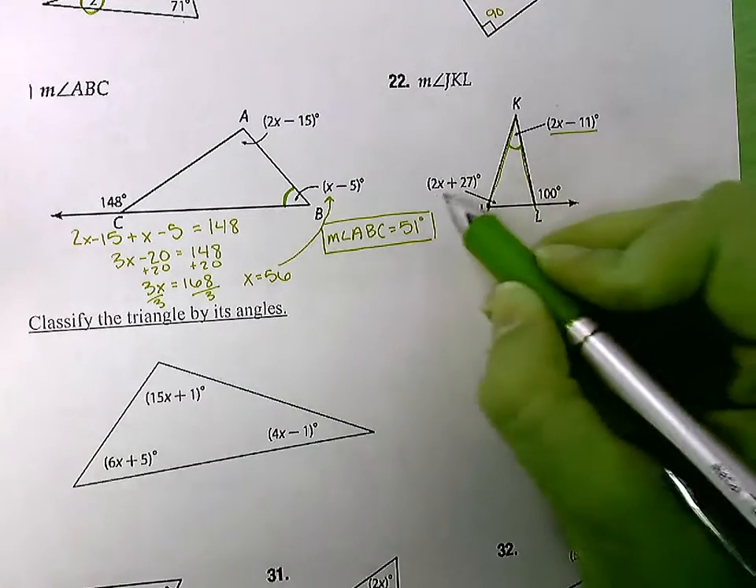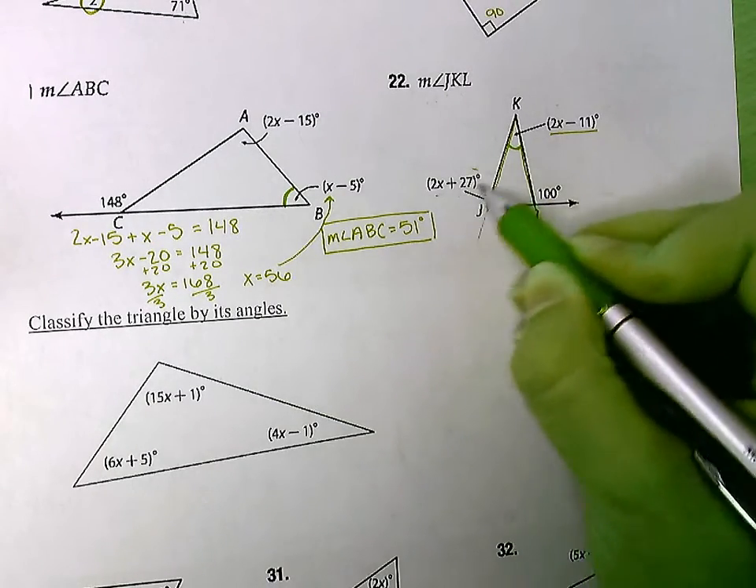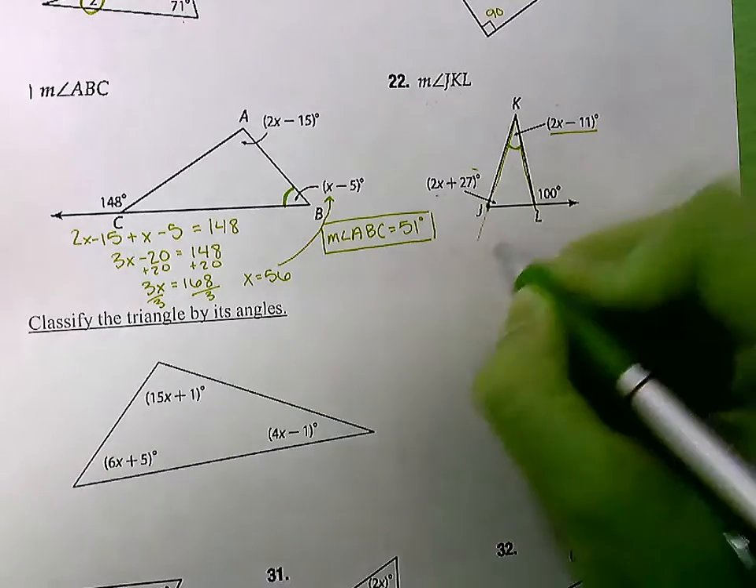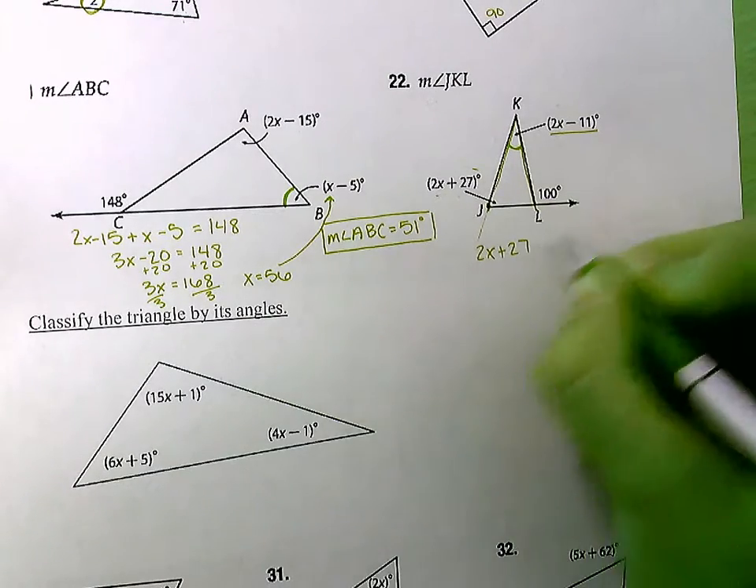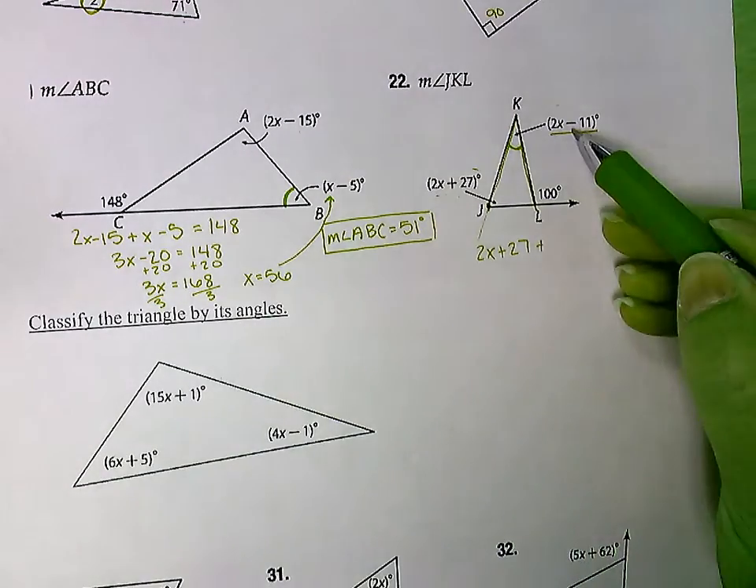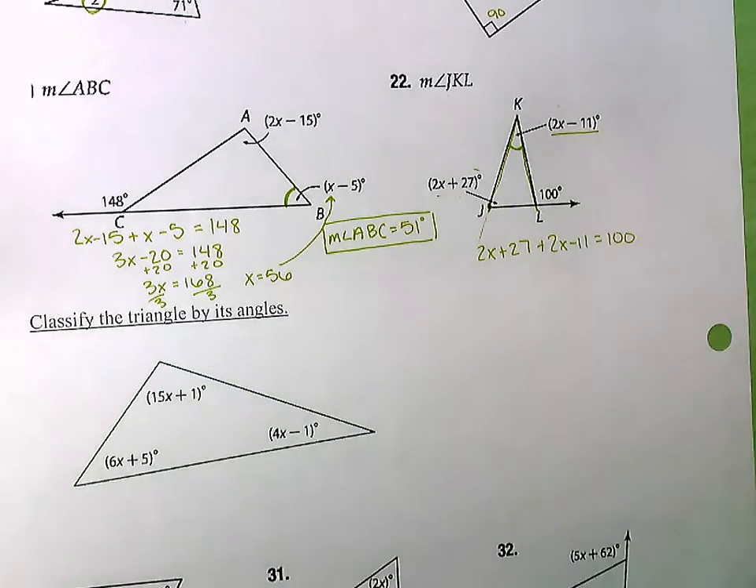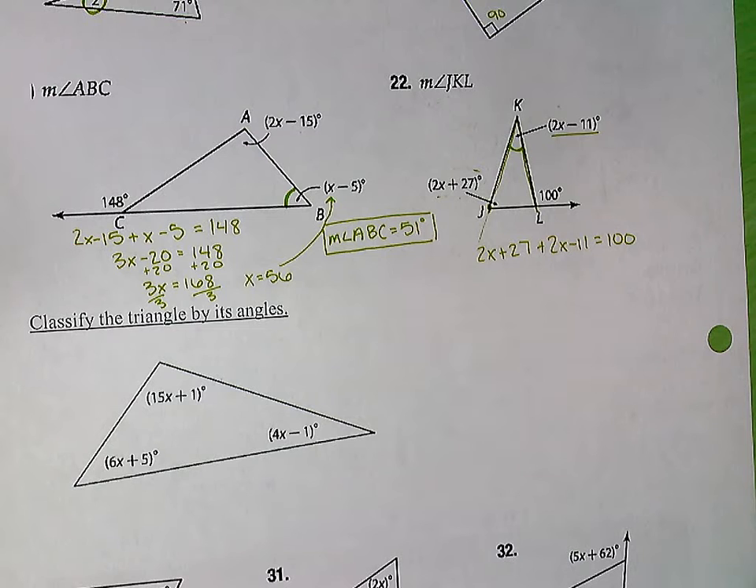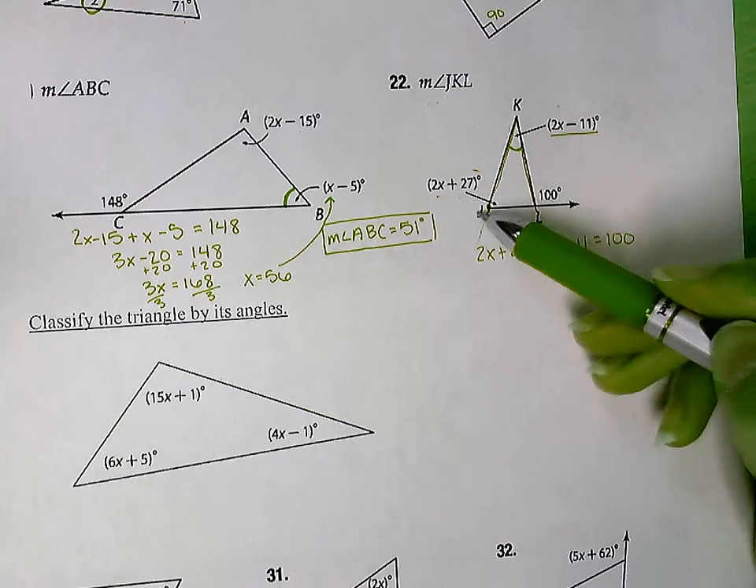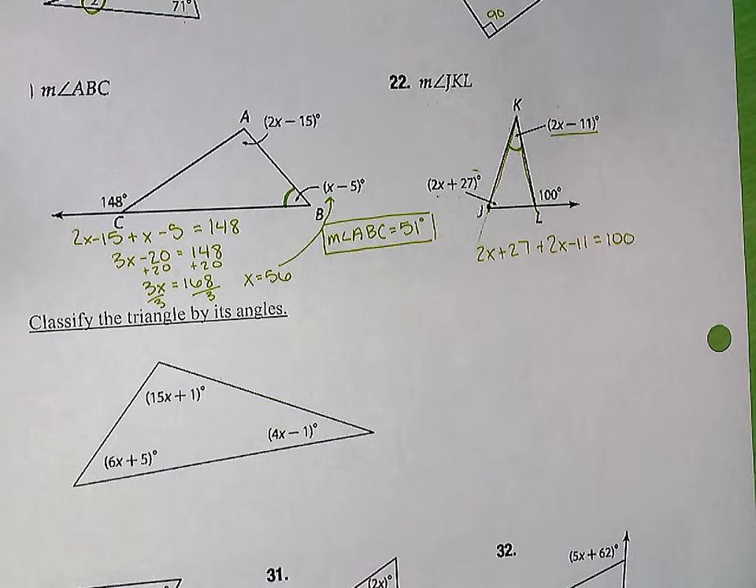You should take this angle here, so 2x plus 27, and add on your other one, 2x minus 11, and that should equal 100. So you added this one plus this one to get 100? That's fine.